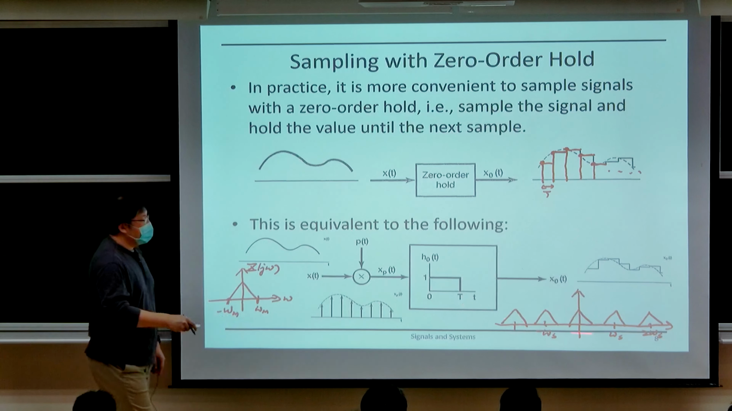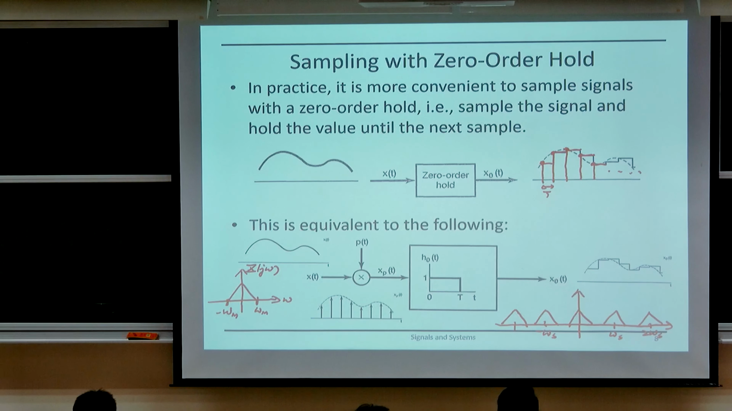So this signal, when passed through this filter, will be multiplied by a frequency response that looks like this. Let's say this is X sub p of j omega.